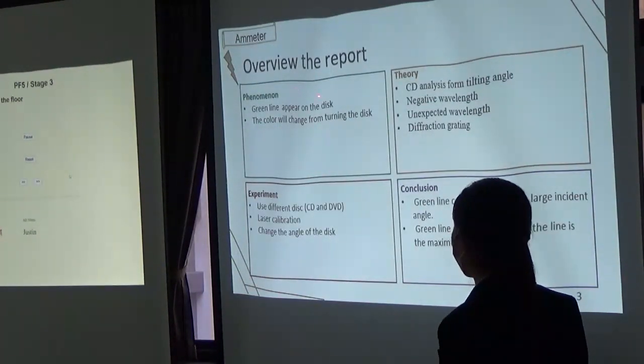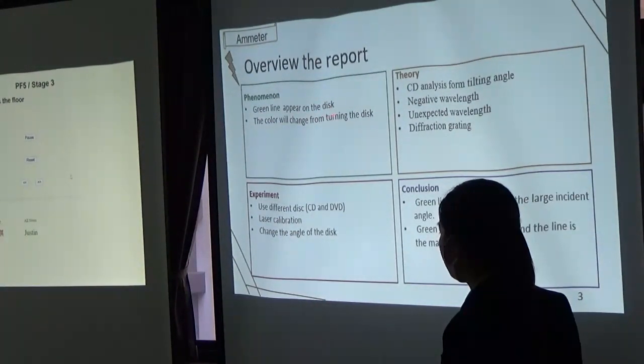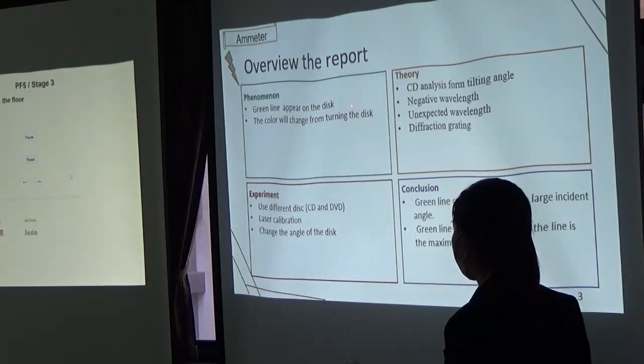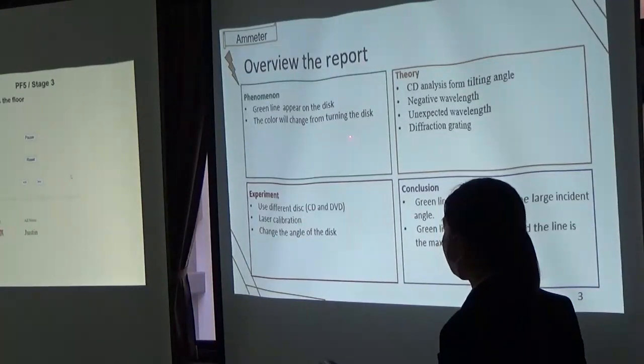And here is the overview of the report. We can see the green line appears on the disc. When it is at a small angle, it appears as a green line, and when you turn to a big angle, it also appears as a green line. The color will change as the disc is turned.